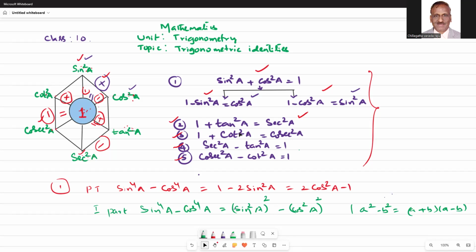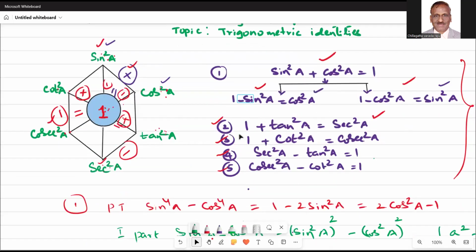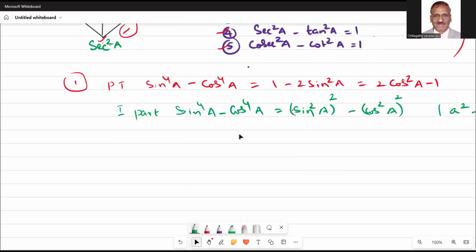So when you use sine square a and cos square a, what are you going to write in the next condition? I can write this as sine square a minus cos square a whole square, as a plus b, that is sine square a plus cos square a, into sine square a minus cos square a. I've used a square minus b square as a plus b into a minus b.